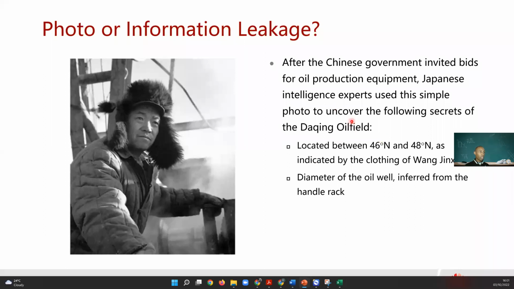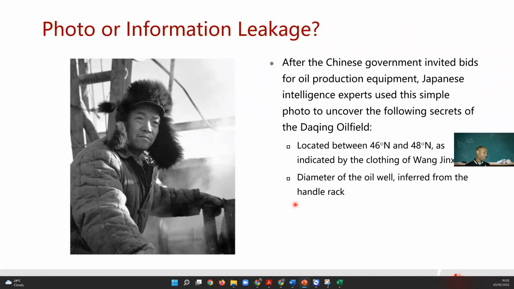the Chinese government was inviting bids for oil production equipment, and some Japanese intelligence experts were able to get some of the secrets. The oil field that the equipment was for was at a certain location because of the clothing. And also the diameter of the oil well was inferred from the handle rack. The handle, you can see that part where this person is holding. I don't know how many of you could have made that point. These Japanese intelligence experts must have helped the Japanese government get to know how best to get the bids that would work out.